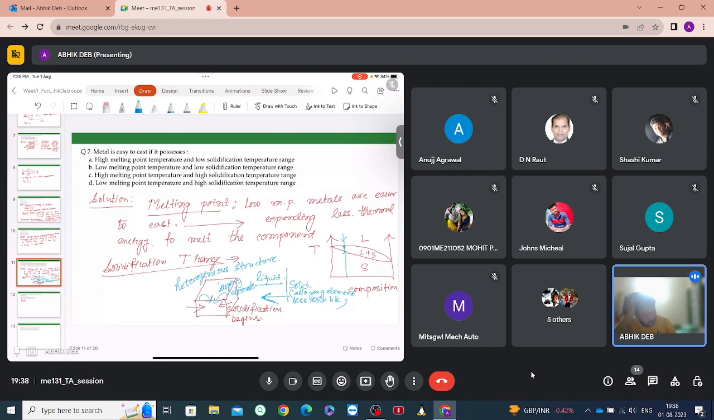For a pure metal, it solidifies at a fixed temperature. There is no liquid plus solid region. It solidifies immediately at a fixed temperature. It is an isothermal solidification process. So if this was a single line for a pure metal, will this heterogeneous structure form? No, sir, it will not form.